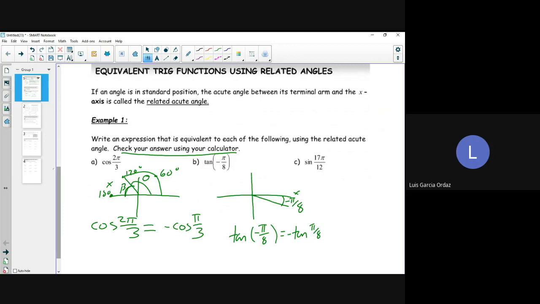And then the last one we have is 17 pi over 12. That should be in the third quadrant, I think. So where would this one land? The third? So this is going to be 0, and it's going to be 6 pi over 12, 12 pi over 12, 18 pi over 12. So where's it going to land? Third quadrant.